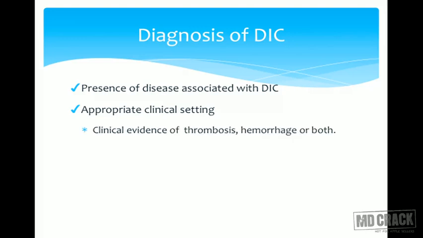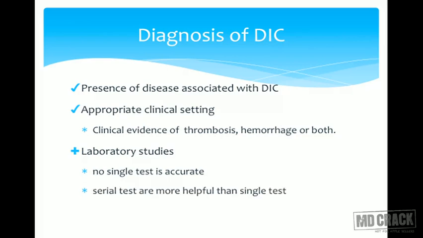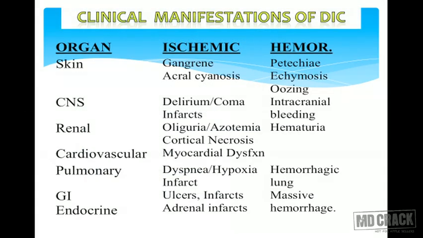You have to look for the appropriate clinical settings, clinical evidence of thrombosis or hemorrhage, sometimes both will be there. So you have to do a variety of laboratory tests to conclude that it is a case of DIC. Remember, there is no single test that is accurate for DIC. You have to do plenty of tests to conclude that it is a case of DIC. Serial tests are more important than a single test. You have to do repeated investigations.